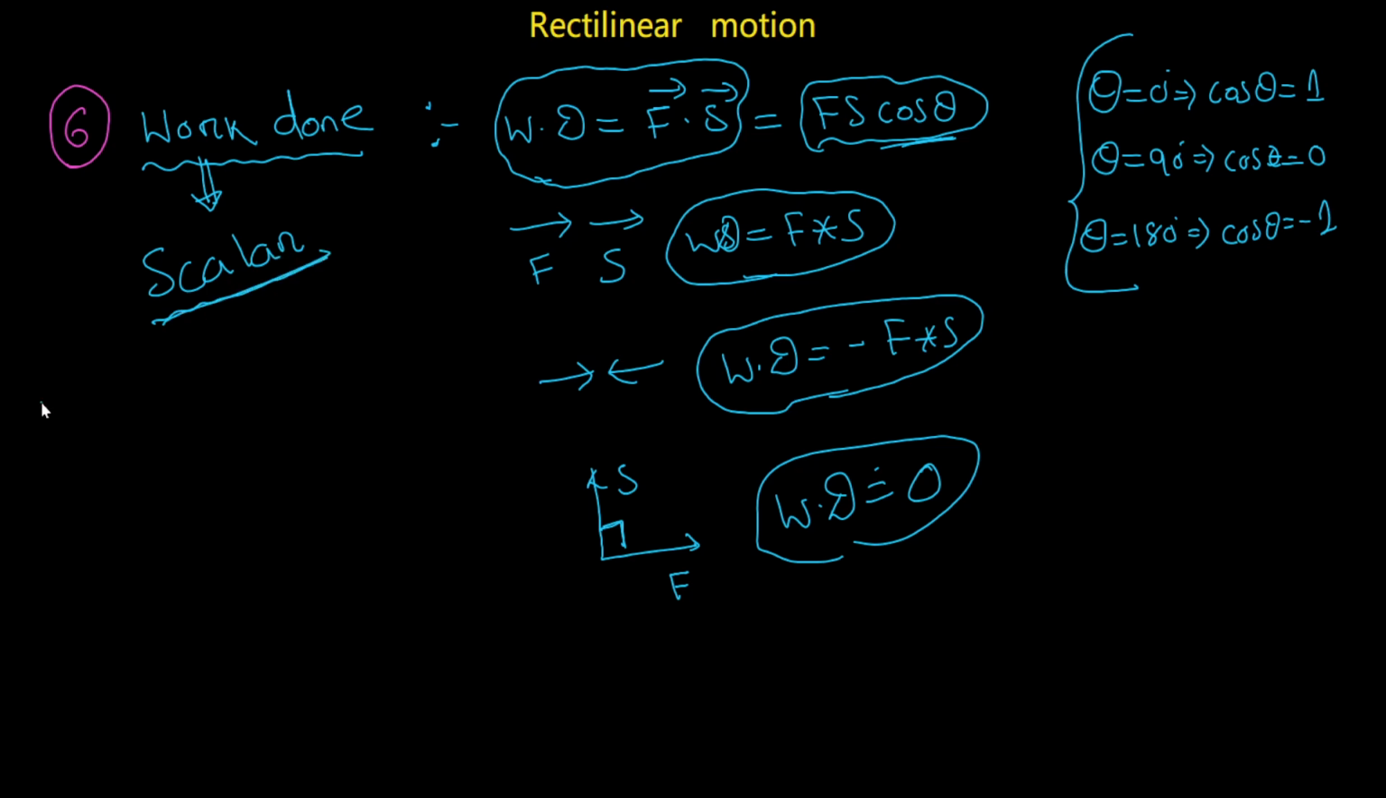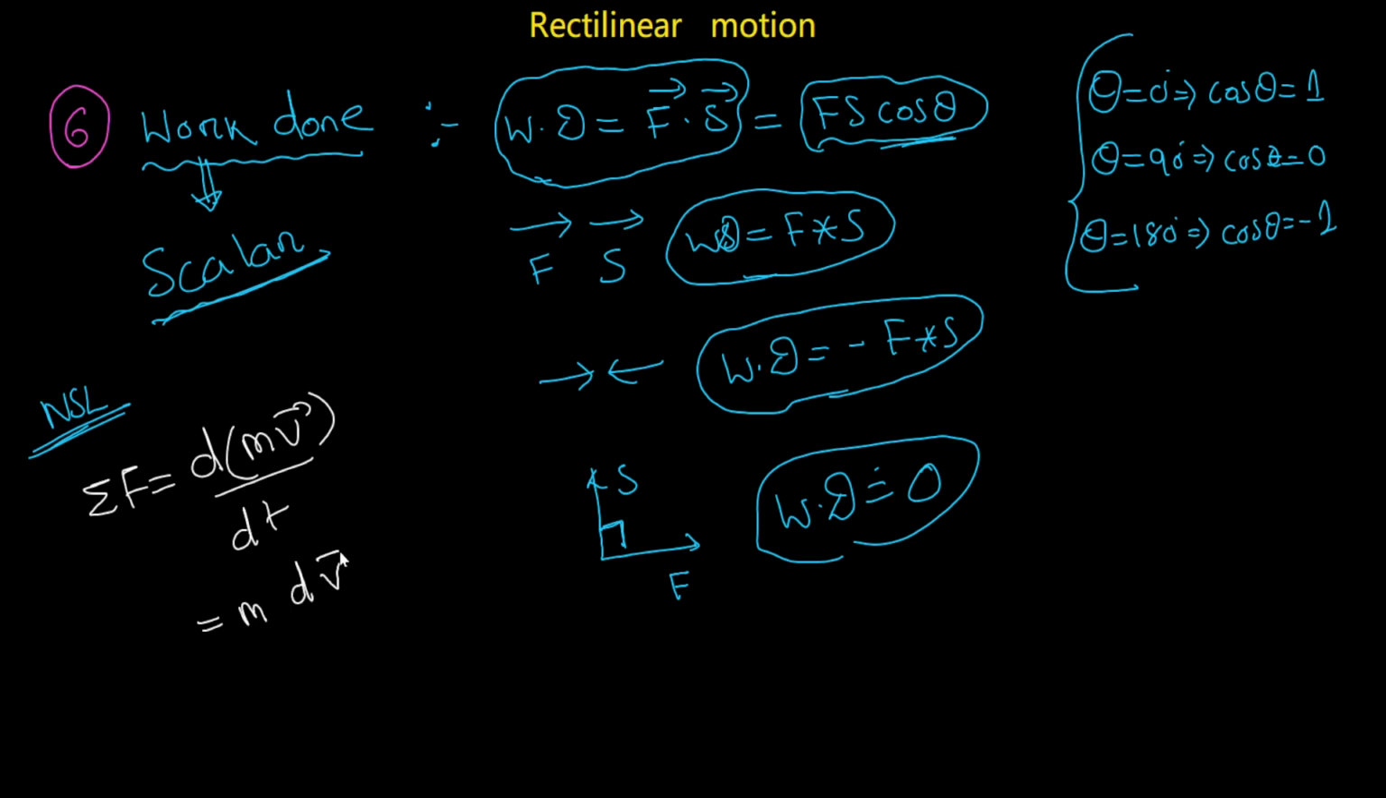But if I discuss Newton's second law here, I will get another principle. See what I'm saying. The net external force is the rate of change of momentum, that is d(mv vector) by dt. Taking the mass out of the derivative, it's m dv vector by dt, which is mass into acceleration. This is Newton's second law.